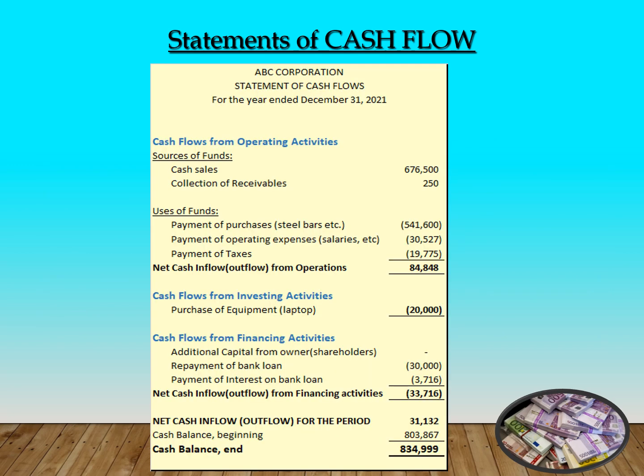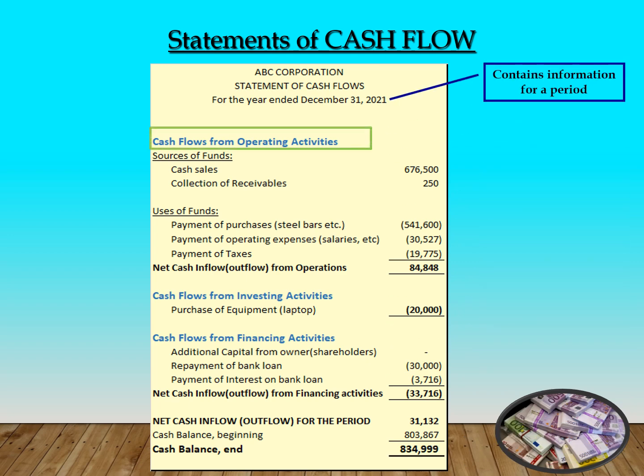Here is a sample of a statement of cash flow from the year ended December 31, 2021. First is the cash flow from operating activities. These are sources of funds. These are additions from cash sales and collection of receivables. We also have uses of funds. These are deductions. These are payments of purchases, payment of operating expenses, and payment of taxes to come up to a net cash inflow or outflow from the operations.